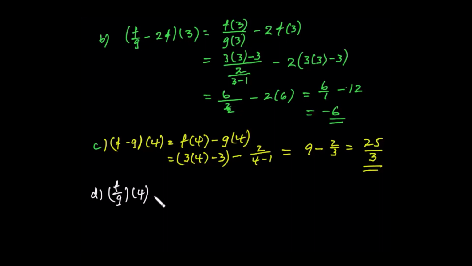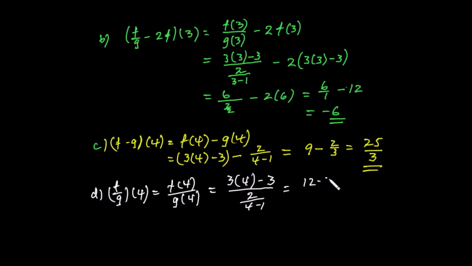ወደ ዲ እንሂድ። ዲ f over g of 4 ነው የሚለው። ይሄ ምን ማለት ነው? f of 4 over g of 4 ማለት ነው። ስለዚህ f of 4 3 times 4 minus 3 ነው። f of x 3x minus 3 ስለሚመጣ over g of 4 this is 2 divided by 4 minus 1 ማለት ነው። ስለዚህ ይሄ ምን ይመጣልናል? this is 12 minus 3 over 2 over 3፣ ይሄ ምን ማለት ነው? this is equal to this is 9 divided by 2 over 3 ማለት ነው። ስለዚህ ምን ይመጣል?